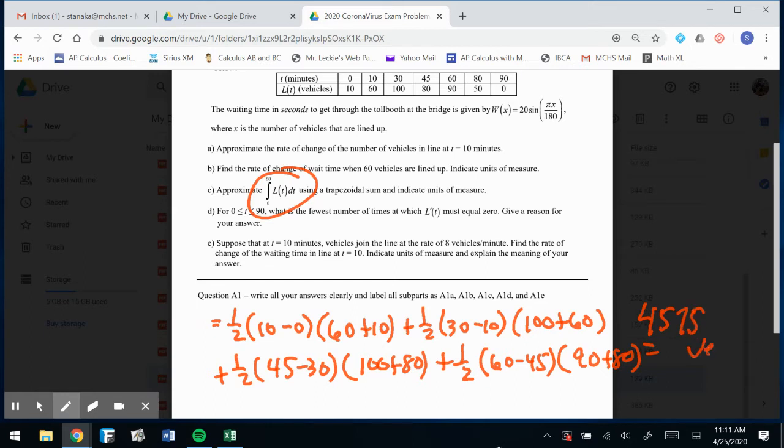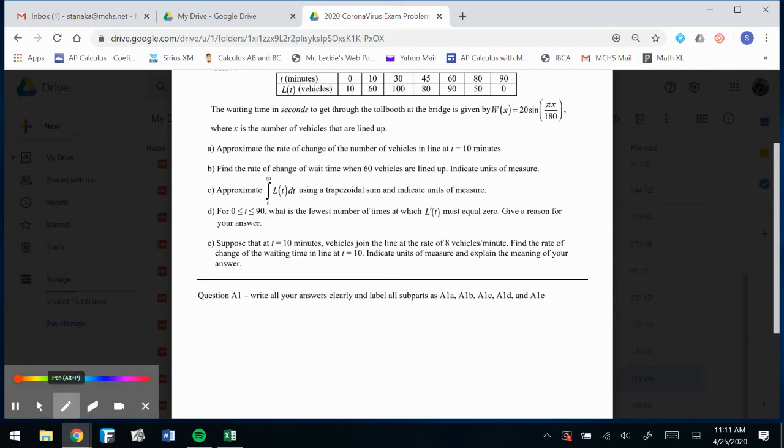4575 vehicles. Okay? And remember, that'd be a total amount, right, class? That'd be the total amount of vehicles. Why? Because that is an integral, and that would probably be worth 2 points. So now you're up to 5. And all of these problems that this teacher made up that are great predictors of what we could see, you guys, are all out of 10 points, okay?